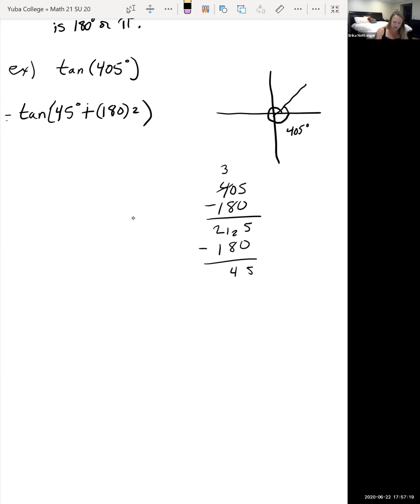I really don't like doing it this way. This is equal to tangent of basically 45 degrees. To me, just drawing the angle and finding the reference angle is a lot easier than thinking about it being periodic and subtracting off 180 or pi each time to get to this. They're saying because it's periodic, it has to equal tangent of 45, and then tangent of 45 is 1. And I'm in quadrant 1, and I know it's positive.